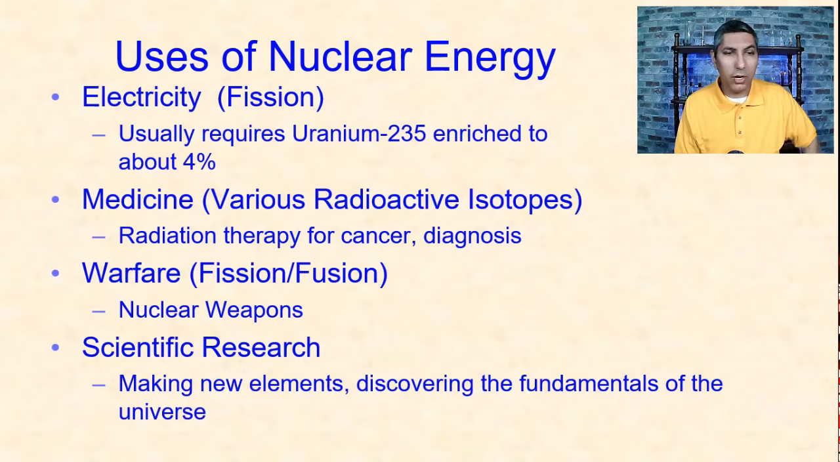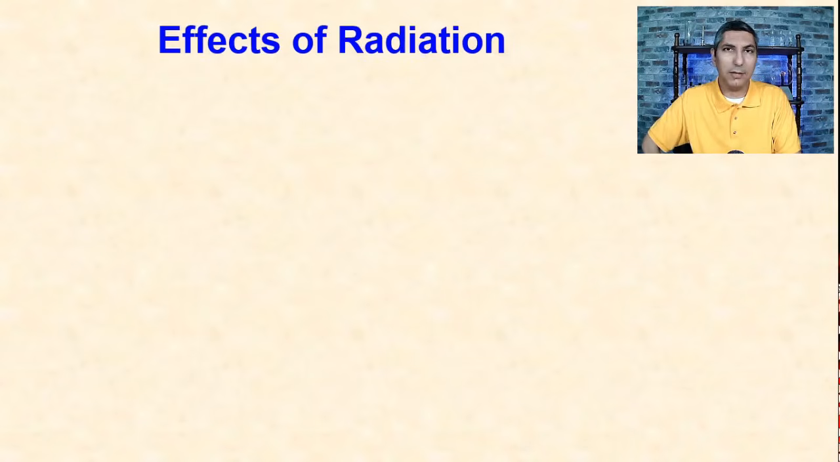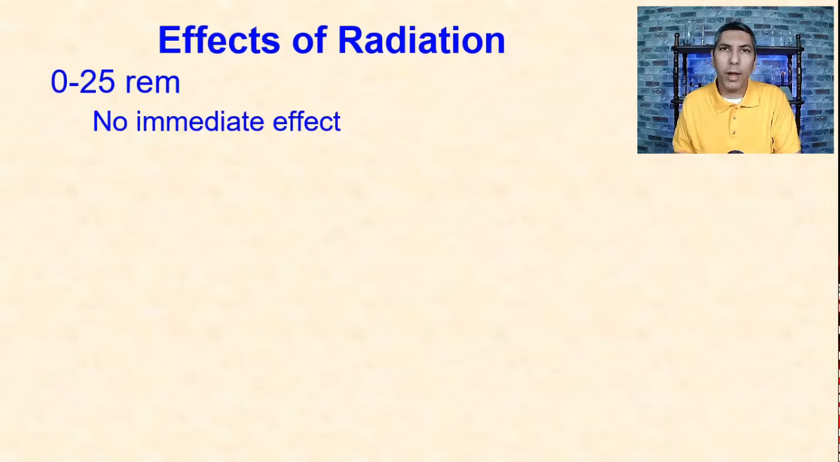So we have nuclear energy and four main applications of nuclear energy. So electricity, medicine, warfare, and scientific research. Now let's continue and talk a little bit about the effects of radiation for a few minutes. There are several different units that we use in science to calculate or to count how much radiation has been released or how much radiation someone's been exposed to. The unit I'm going to use in this video is the REM, R-E-M. That literally stands for radiation effect on man, as in mankind or humans.